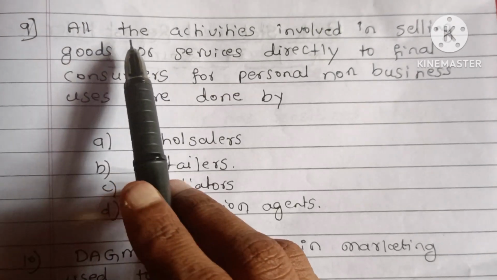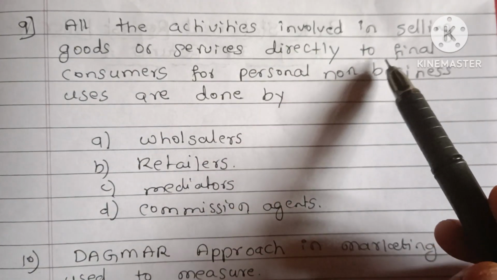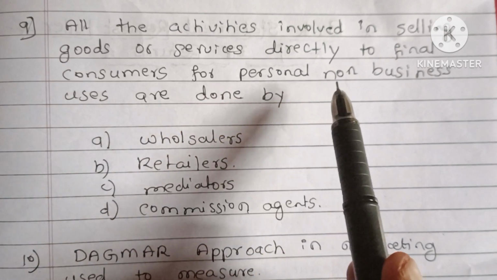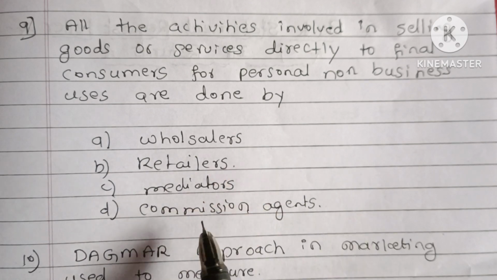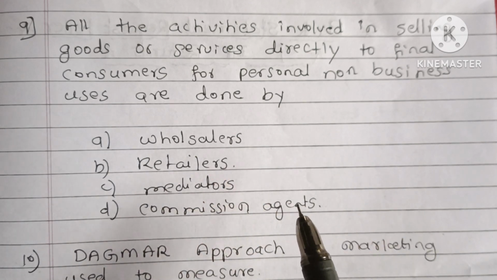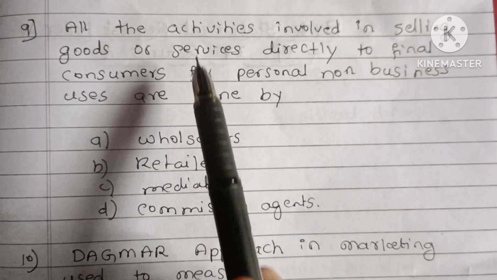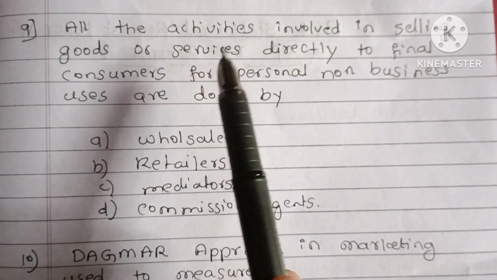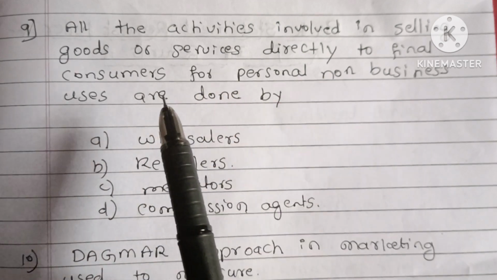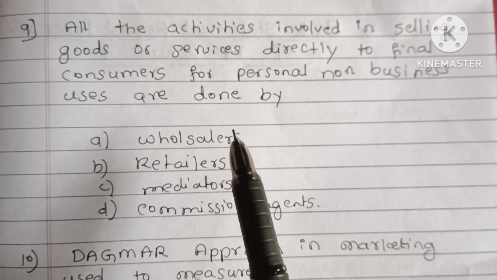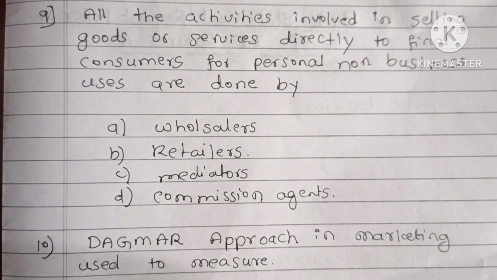Next, come to 9th question. All the activities involved in selling goods or services directly to final consumers for personal non-business use are done by wholesaler, retailers, mediators, commission agents. The retailers include all the activities involved in selling goods or services directly to final consumers for personal non-business use. So option B is the right answer.